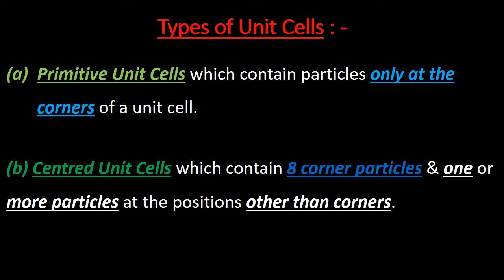Let us discuss the different types of unit cells. There are mainly two types, primitive unit cells and centered unit cells. Primitive unit cells are the unit cells which contain particles only at the corners of a unit cell. But centered unit cells are the unit cells which contain 8 corner particles and 1 or more particles at positions other than corners.